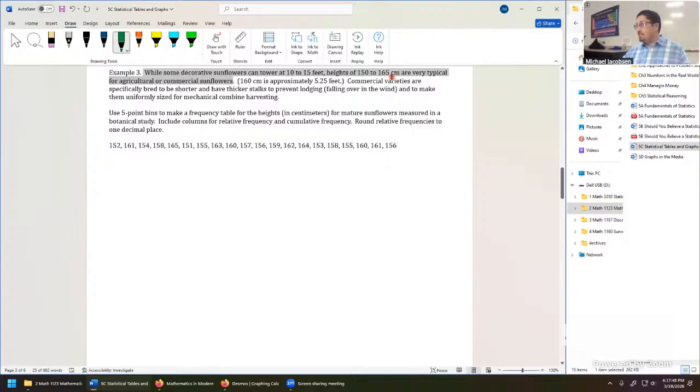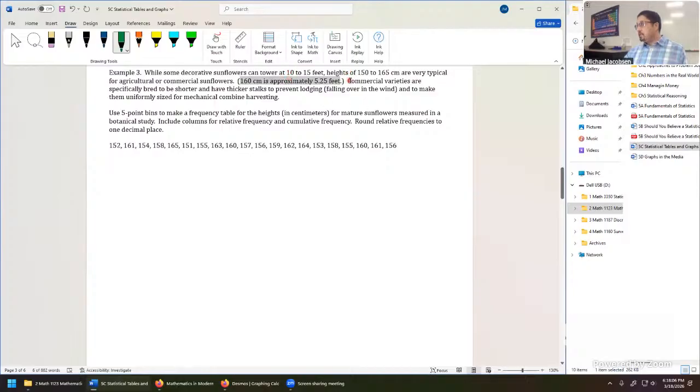Already, that's kind of a unit analysis problem. We can convert these into feet, but I did the conversion here right in parentheses so we don't get sidetracked in a whole other chapter 2 topic. 160 centimeters is about 5.25 feet.